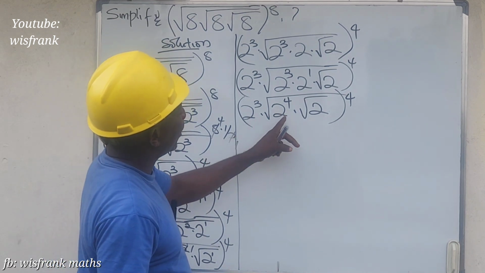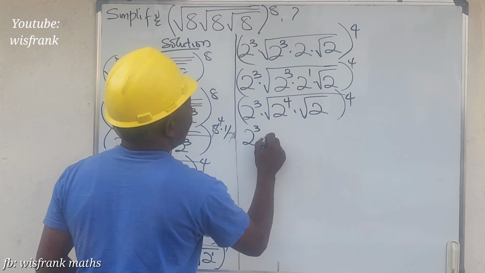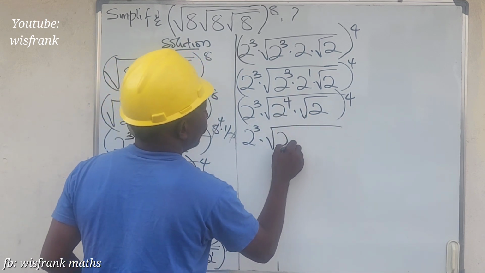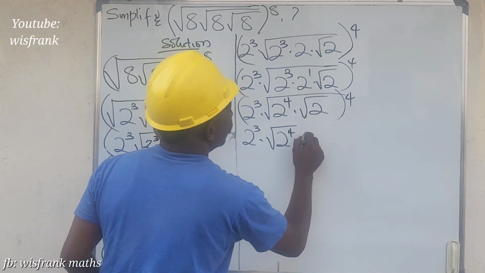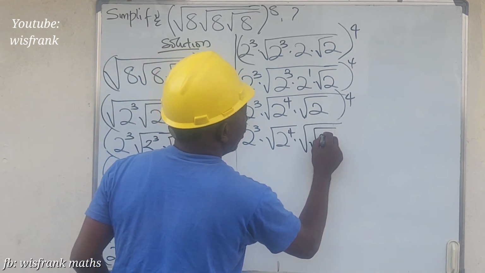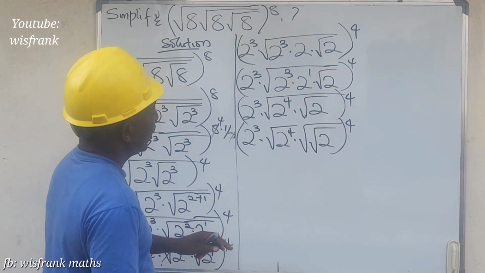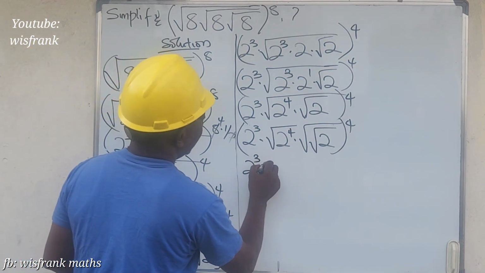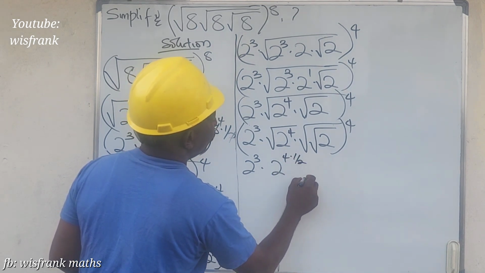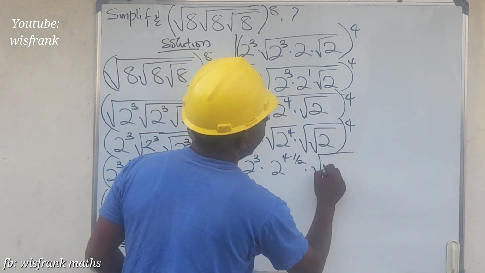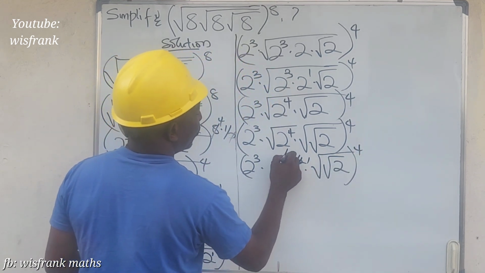So from here, we can see that we can split this. So we have 2 to the power of 3 times the square root of 2 to the power of 4. If we want to separate this, this will become the square root of 2 into the square root of 2, all to the power of 4. So from here, this is the same thing as 2 to the power of 3 times 2 to the power of 4 times 1 all over 2 times the square root into the square root of 2, all to the power of 4. So here 2 cancels 2 and 2 cancels 2.